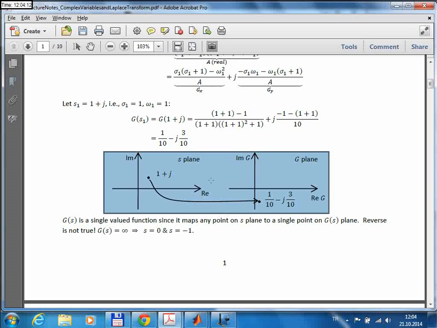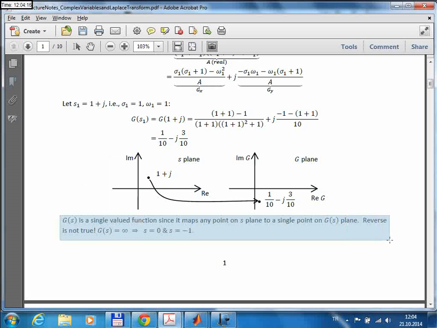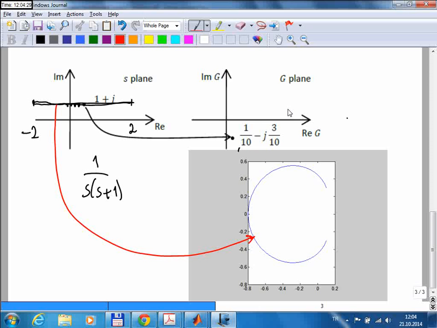Oh, by the way, this mapping is not one-to-one. That's what this sentence says. G(s) is a single-valued function since it maps any point on the left plane to a single point on the right plane, but the reverse is not true. So you cannot say that any point on this will map to one point here. So it's not a one-to-one mapping.